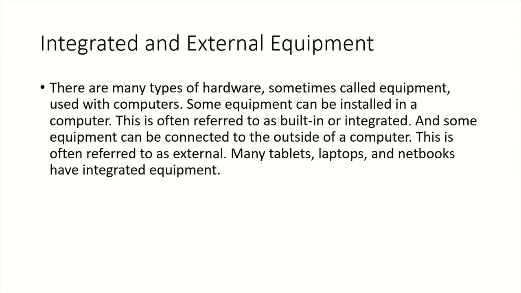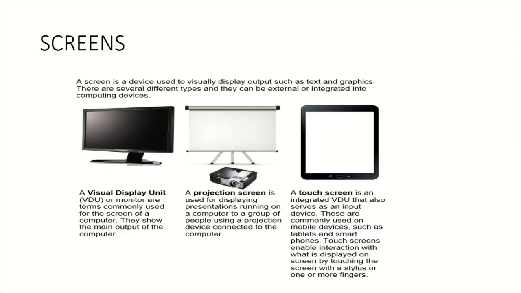So the first one that we have is the screen. A screen is a device used to visually display output, such as text and graphics. There are basically three types of screens that we expect you to know. We expect you to know the visual display unit, which is the traditional monitor. We expect you to know the projection screen, which is used for presentations, usually when presenting to a group of people. And then we want you to know about the touch screen, which doubles as an input device, like a person is able to interact with what is displayed on the screen.